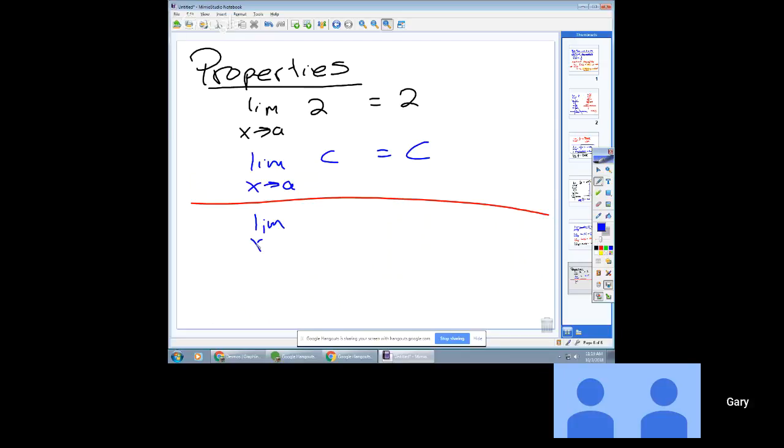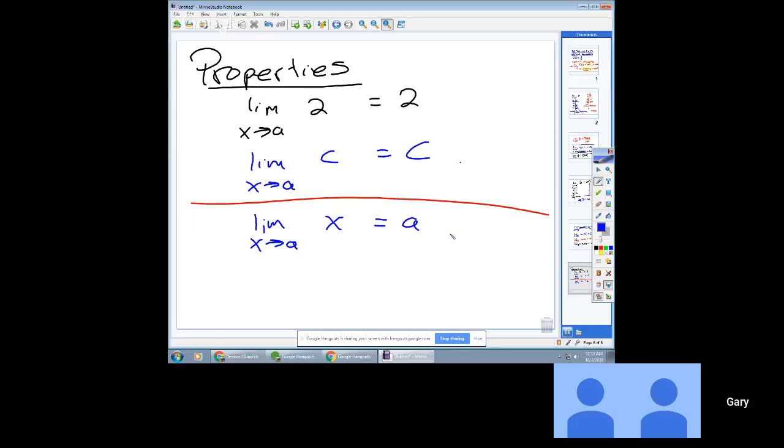Limit as x approaches a of x. If x is going to a, so x gets replaced by a in the limit, it's just a. Just a. Because x is going to whatever that number is. That's another powerful one. So those are the two most primitive properties we've got. Constant horizontal line, y equals x, basic straight line.